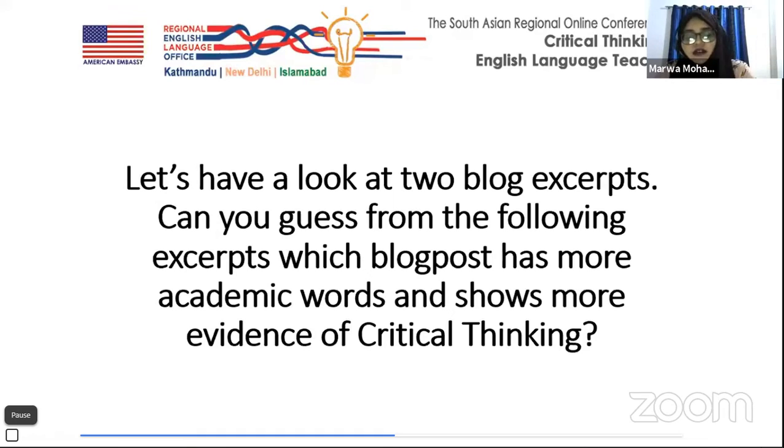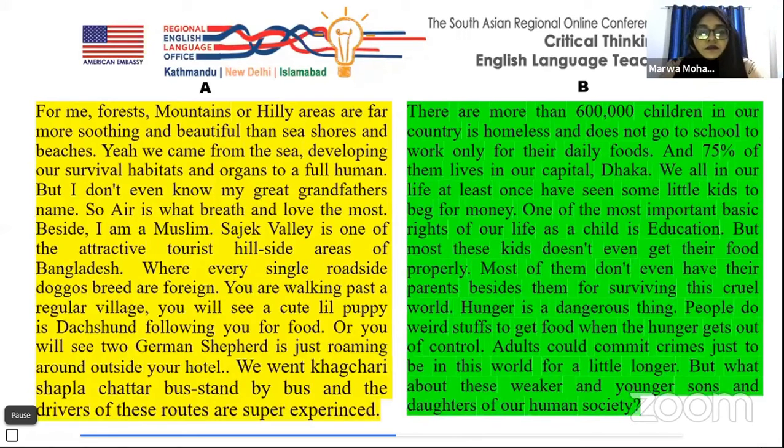So you can just have a look at it and then tell me which one you think has more academic words and more evidence of critical thinking. So it will be excerpt A and excerpt B. So just let me know which one you think. You can write only A or B. So I will give you 30 seconds. Let's see how fast we can read.